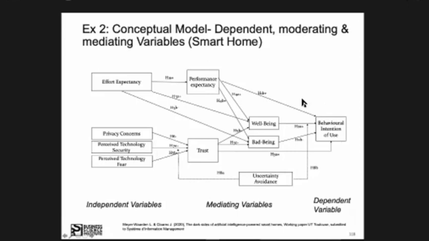And we have a moderating variable, which is uncertainty avoidance. So the more customers want to avoid uncertainty, the link between well-being and behavioral intention should be decreased. And the lower this intention of avoiding uncertainty, the higher should be the impact of well-being on behavioral intention to use.